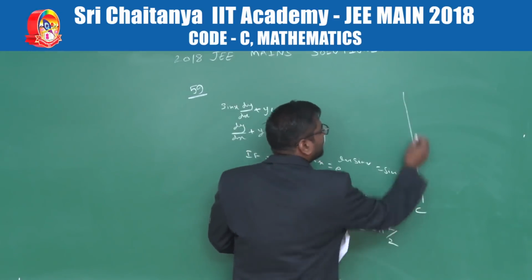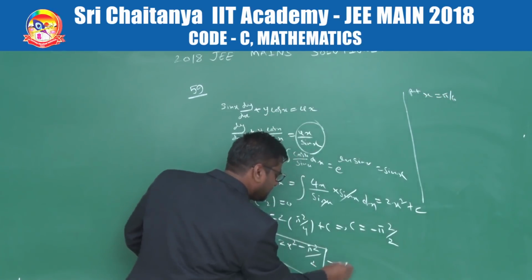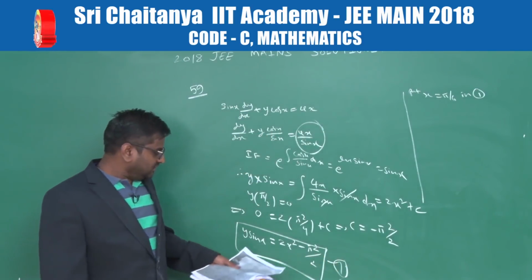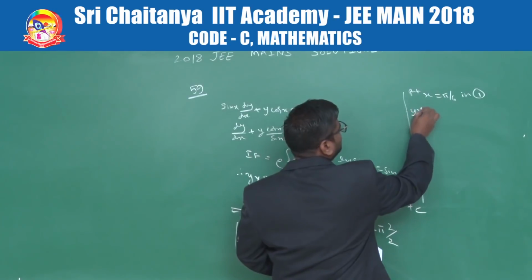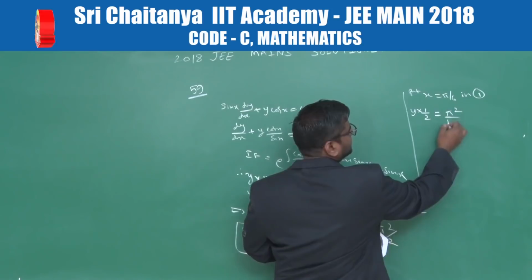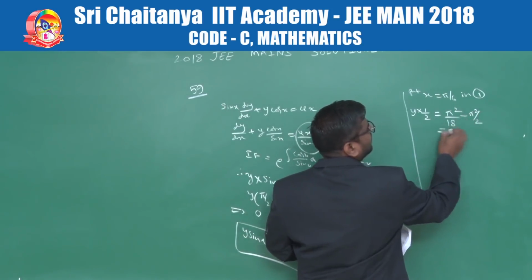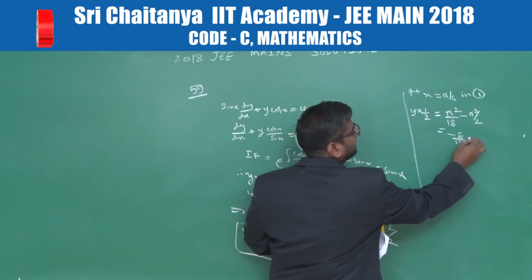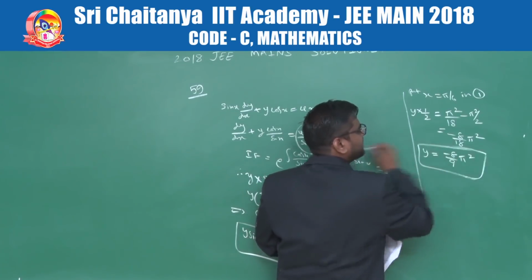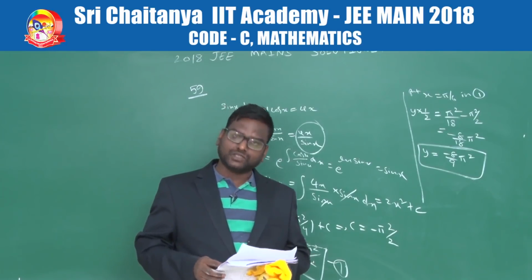So what we will do? Put x equal to pi by 6 in this equation, say equation 1. Then y into sin 30, 1 by 2, equal to 2 into pi square by 36, that is pi square by 18, minus pi square by 2. So that is minus 8 by 18 pi square. So y equal to minus 8 by 9 pi square. So minus 8 by 9 pi square, that is in option 2.